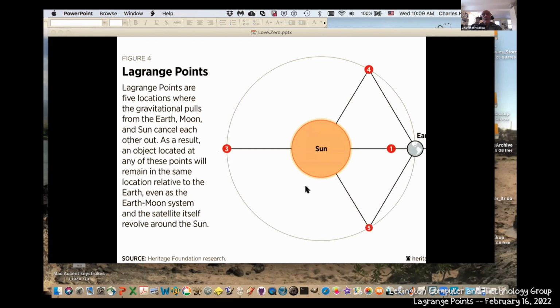So here is a picture. Does everybody see the picture? Yes. Okay. I just went out and stole a picture off the internet. This is for the sun and the earth. And the picture is a little defective in that L2 is not shown in the picture.